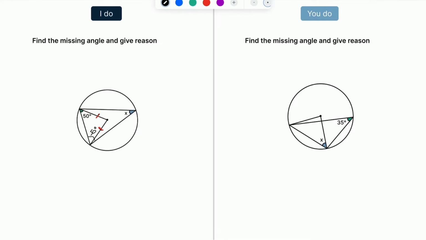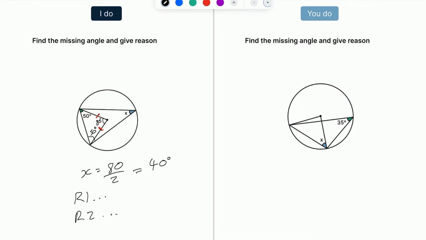If I know that that's 50, then I know that this is going to be 80 because angles in a triangle add up to 180, which then means x is going to be 80 divided by 2, which is 40 degrees. Now, reason one is that base angles in an isosceles triangle are the same. Reason two is because angle at the center is twice the angle at the circumference, subtended by the same chord. So there's two reasons for this one.